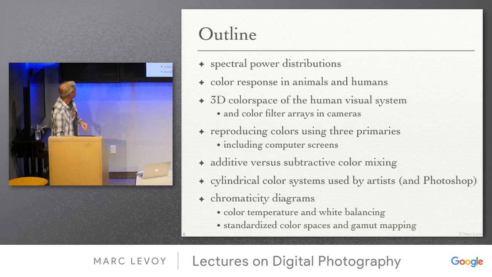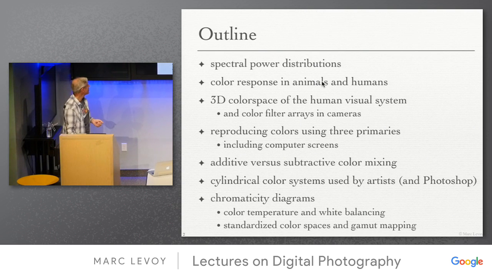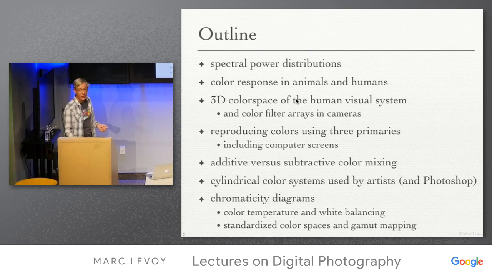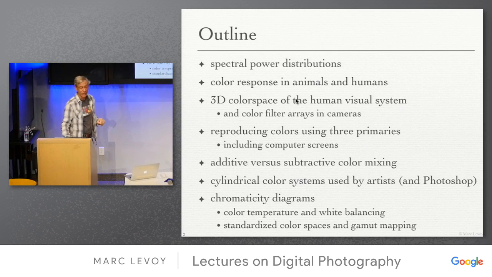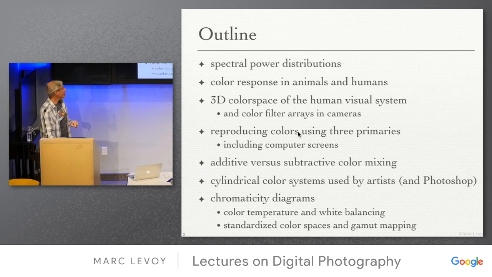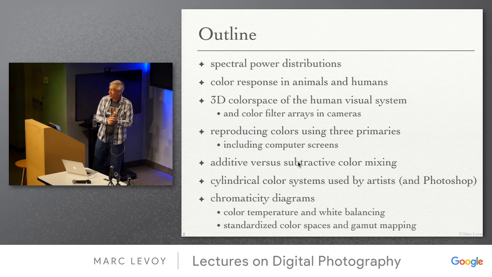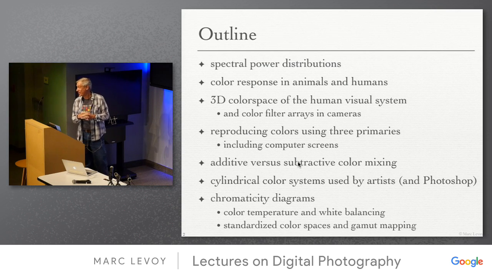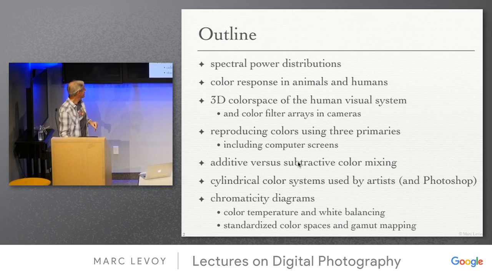So we'll start with spectral power distributions, color responses, which mean our three receptor systems. We'll talk about the 3D color space. So if you prefer a geometric interpretation to an algebraic, this should appeal to you. We'll talk about reproducing colors. Those are the trichromatic matching functions. And then we'll talk about this question you've had since nursery school of what are the three primaries. Red, green, blue, cyan, magenta, yellow, red, blue, yellow.